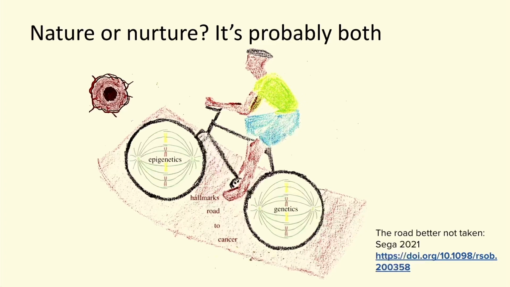But there's actually this second wheel, right? The epigenetic, the things that are potentially reversible, that's controlling the regulation of the cell through other ways. And some of these are actually reversible. So it's actually worth talking about.